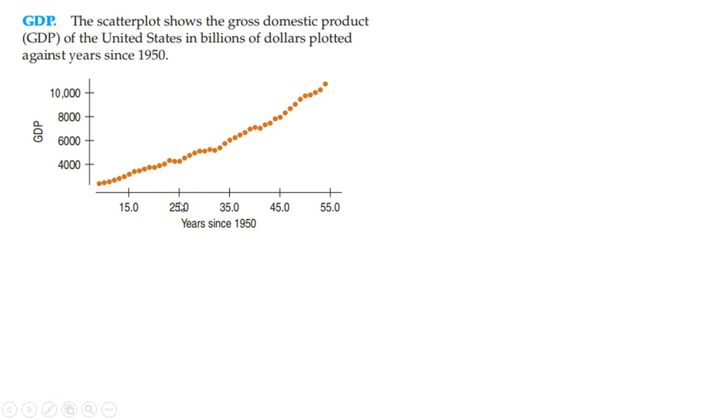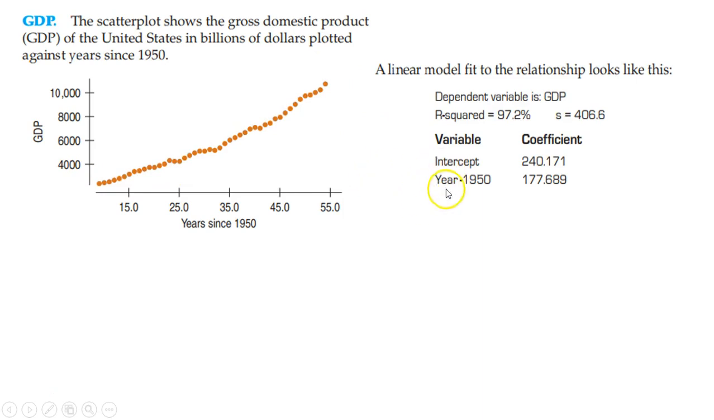Taking a look at this scatter plot, it shows the gross domestic product of the United States in billions of dollars, plotted since 1950. So this is years since 1950. And as you can see, some would argue, oh, it looks pretty straight, and it could be, but it also looks like it could possibly be curving a little bit. And it says your linear model fit to the relationship looks like this, if I was to do a linear model for it. And the R squared looks pretty good.